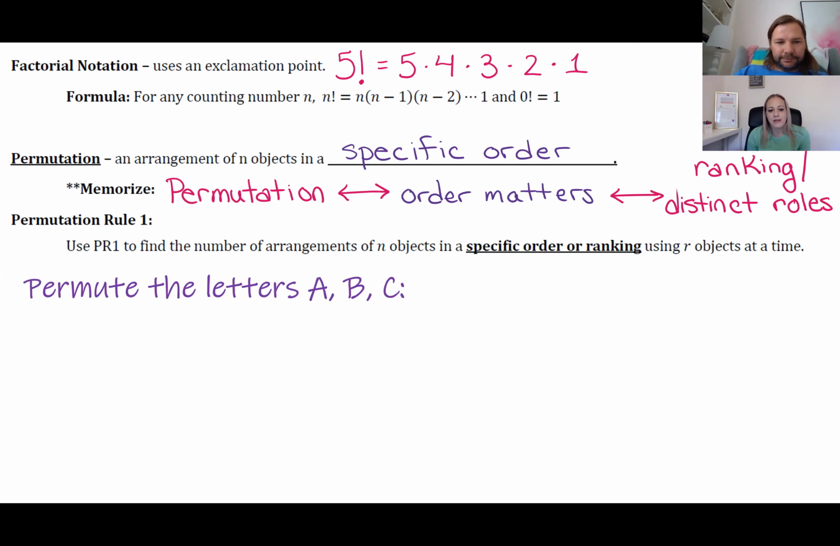So there's going to be 2 main permutation rules. The first one we're going to look at here is where you have n objects and you're permuting n objects using r objects at a time.